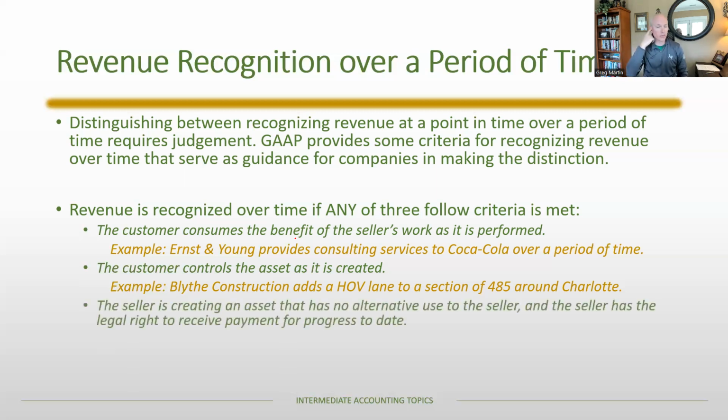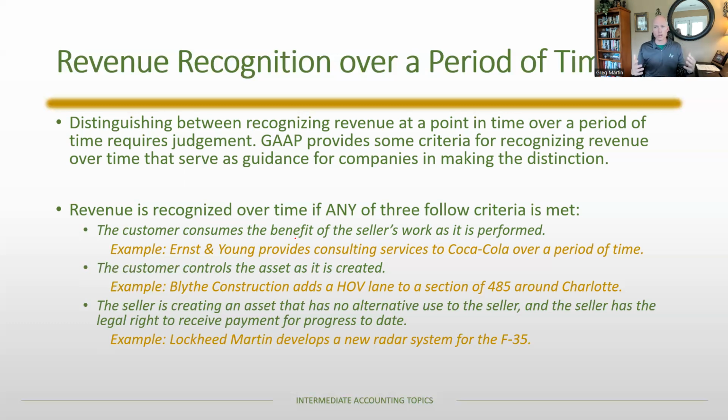And then the third criteria is if the seller is creating an asset that has no alternative use to the seller. So I'm the seller, I'm creating an asset, and I can't do anything else with it. And for what I've done, I have a legal right to receive payment. Again, I think an example of this helps because this is a classic one. Let's say that Lockheed Martin is developing a radar system for the F-35. Well, it's not like Lockheed Martin could develop this radar system and then decide, oh, you know what, I'm going to go sell this to Boeing. I mean, that's not really how it works. They're not allowed to do that. The government's going to control that.